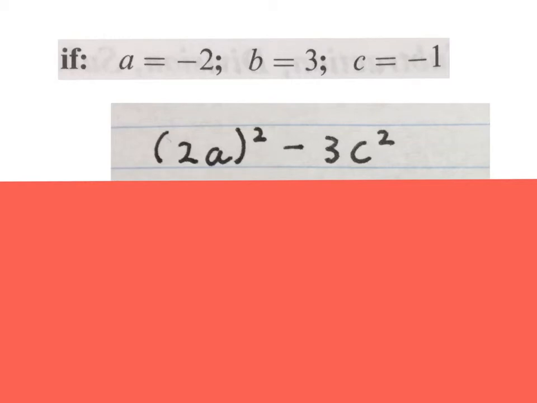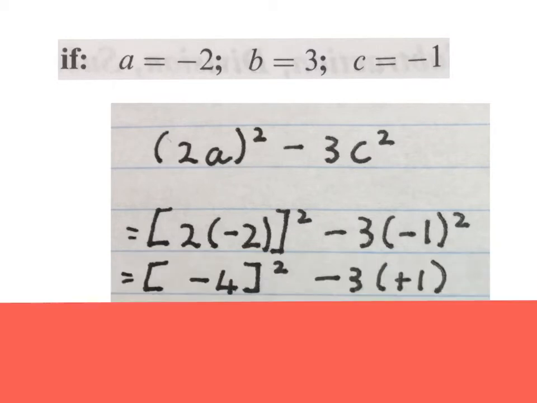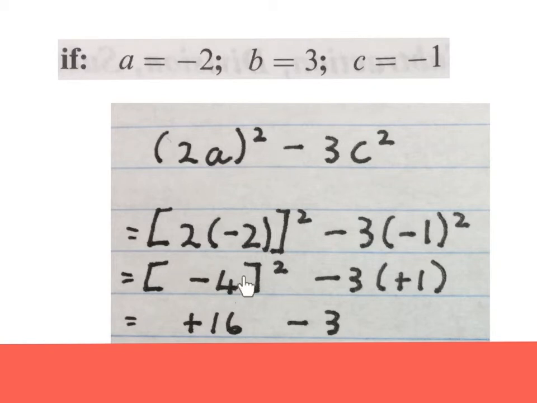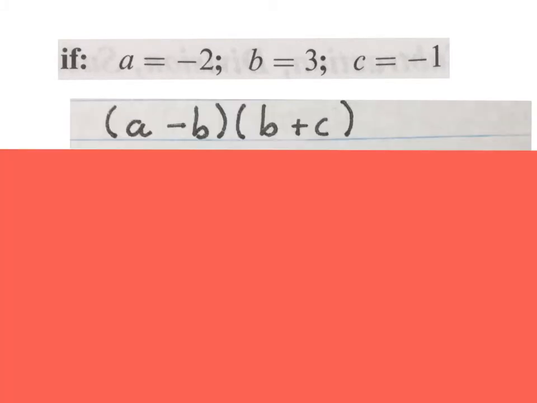You have to work out the value of this expression. You replace all the variables with their own brackets with their own signs. You do the order of operations, first the inside of this bracket, then the square over here, then we move on. Next we square this minus 4 and we times the minus 3 with a plus 1. Final answer, plus 13.